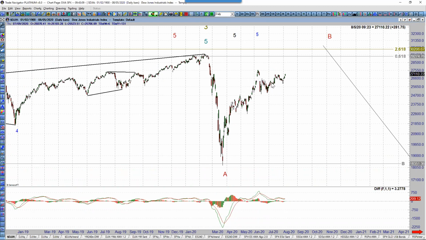Now, so far, price has been moving sideways, and it hasn't broken down. It started to move down in mid-April, but then we have this upward movement.